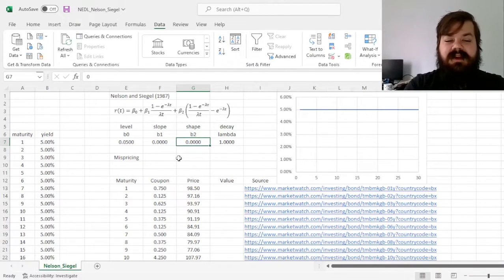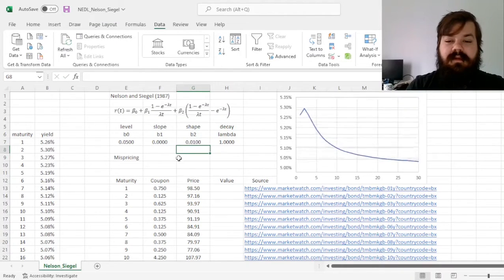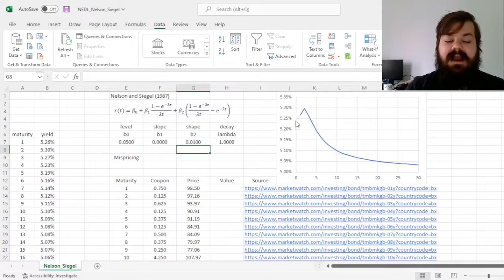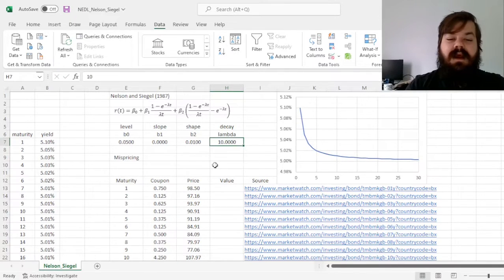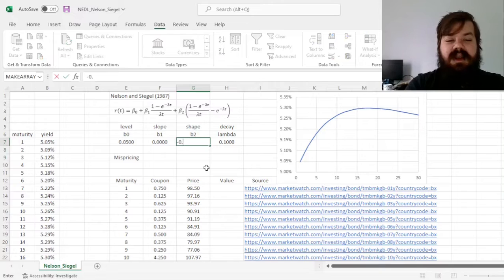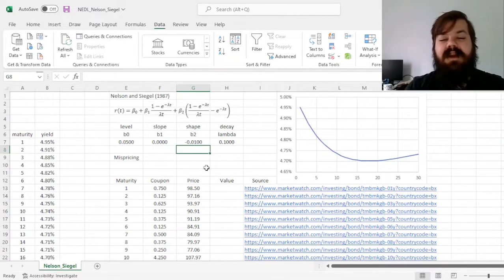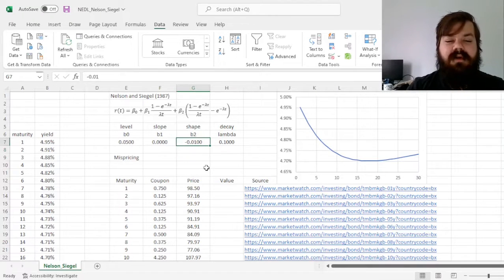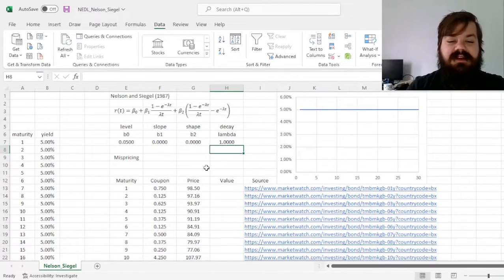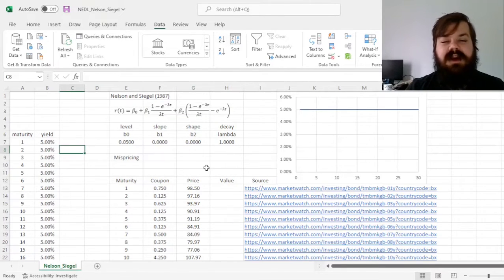If, on the other hand, we vary the shape parameter, make it positive, for example, 0.01, we'll see that our yield curve becomes humped and it generates an inverted U-shape here. And here lambda comes into picture. So if we increase the value of lambda to, for example, 10, our hump will be much earlier. And if we reduce it to 0.1, for example, our hump will be occurring at long-term maturities. And if we change this shape to a negative value, then we'll have a U-shaped curve with an inverse hump of sorts.